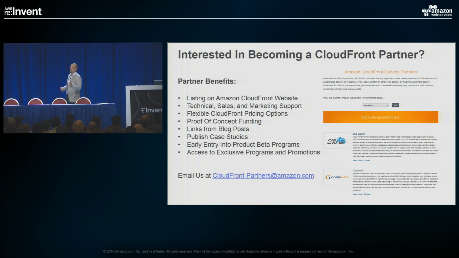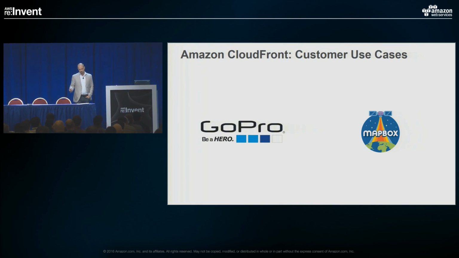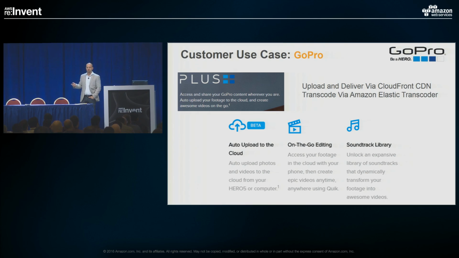So let's talk about a couple of examples real quick with the time that we have remaining. GoPro and MapBox, and if you want to hear more depth about either of these, both customers are speaking at different sessions today. GoPro launched a service called GoPro Plus. It essentially allows their customers to take content from their cameras, upload it into the cloud, transcode that content, edit that content, and then deliver or share that content to any of the users around the world.